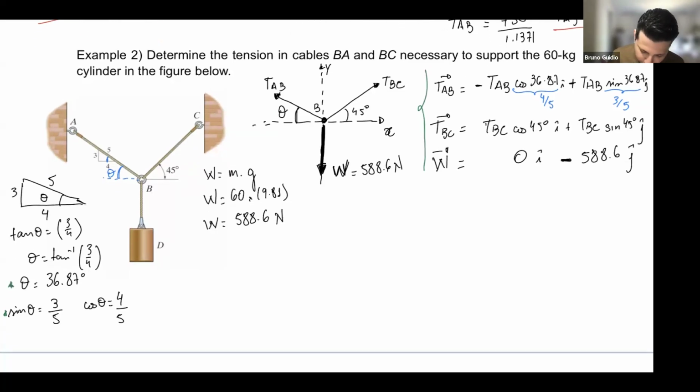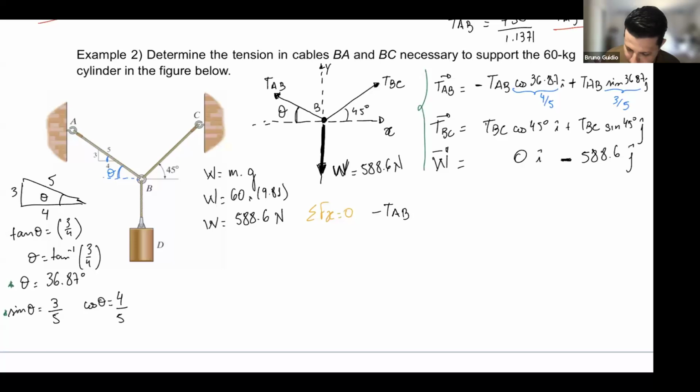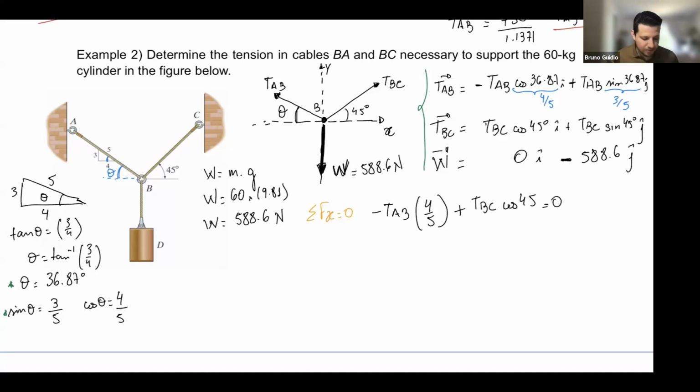Then we go for the sum of the forces. The sum of the force in X should be 0. What do we have in X? T_AB. Let's use the 4 over 5, so you can see it a little bit differently. Of course, I could write cosine 36.87, but I'm going to use the 4 over 5. So T_AB, 4 over 5, plus T_BC cosine 45 should be 0.